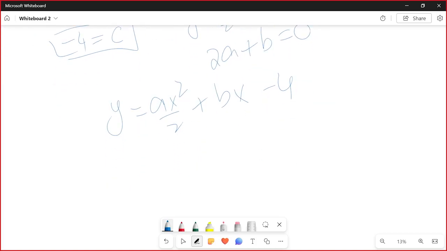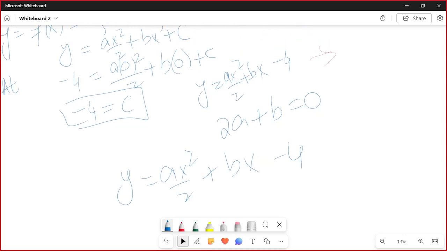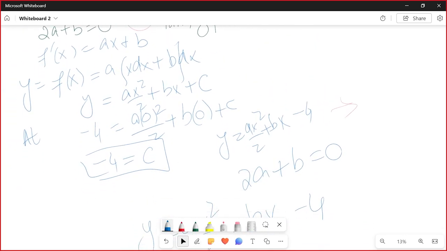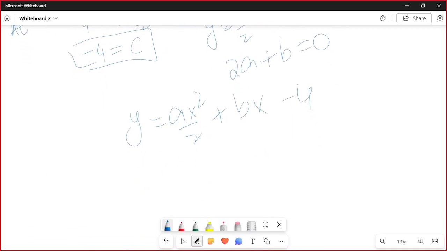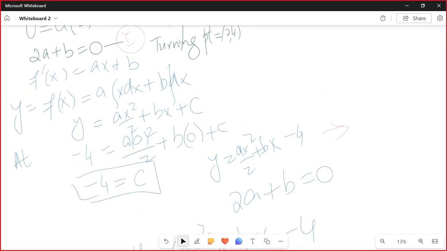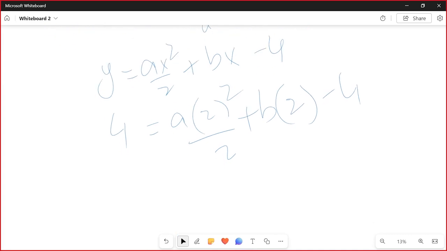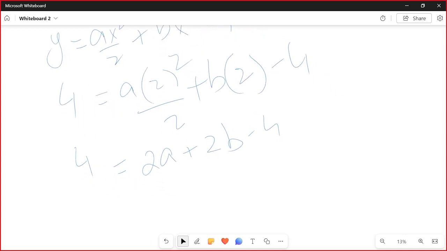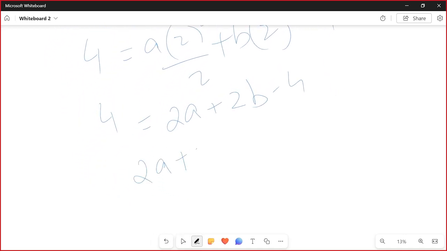And we are given the turning point is (2, 4). So x is 2 and y is 4. So 4 is a times 2 square over 2 plus b times 2 minus 4. Let me see, I am not making a mistake. So 4 is 2a plus 2b minus 4, so our second equation is 2a plus 2b is equal to 8. So this is our second equation.